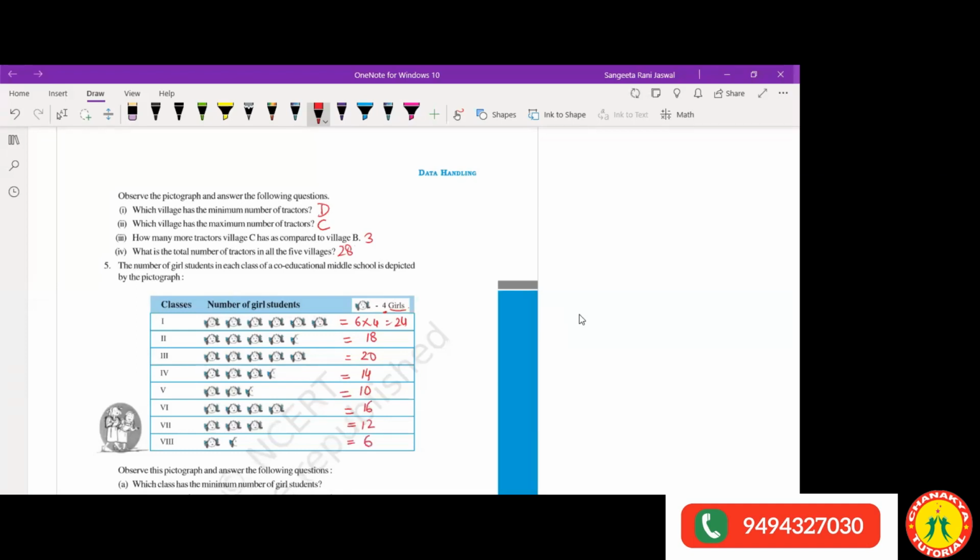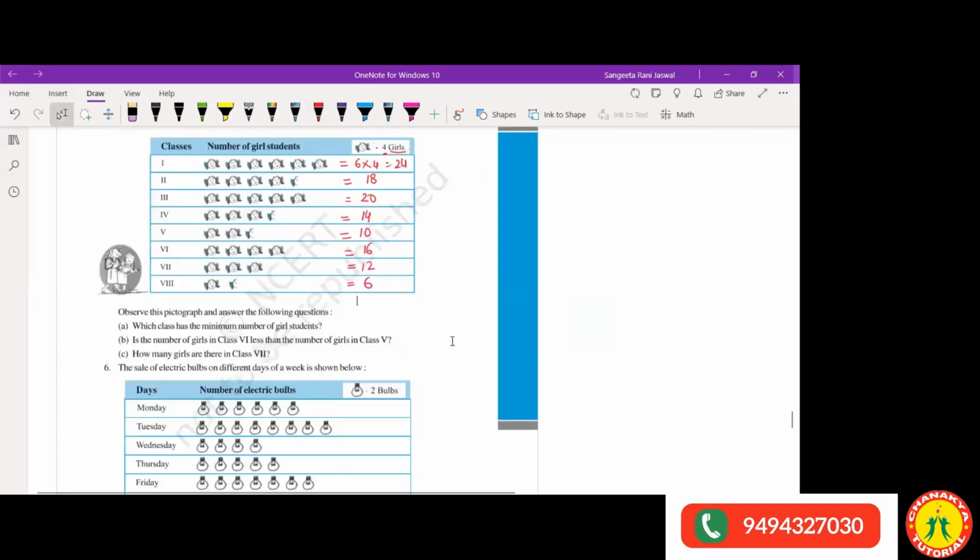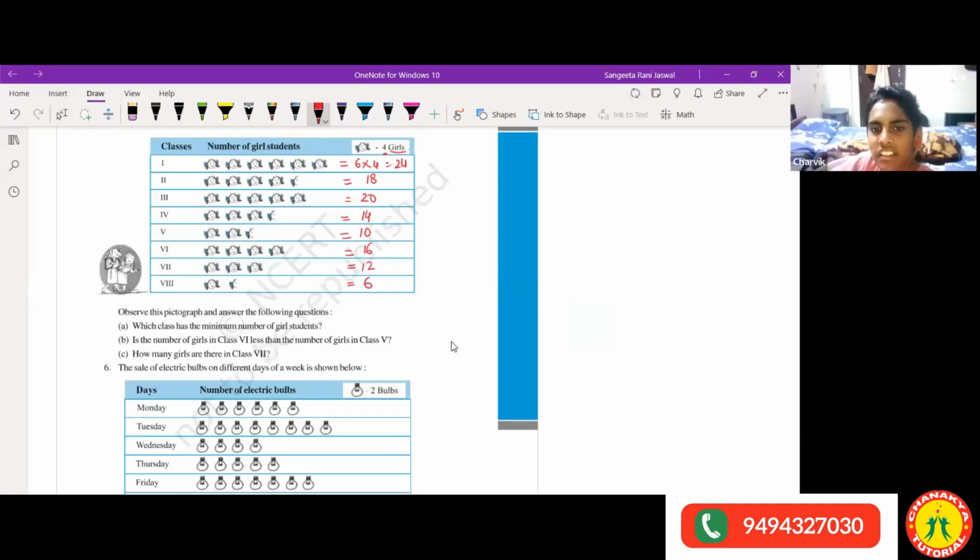Okay, good. We have written all. Now let's see what we are asked to do in this. Which class has the minimum number of girl students? Tell me which one has the minimum number of girl students? Ma'am, 7th.